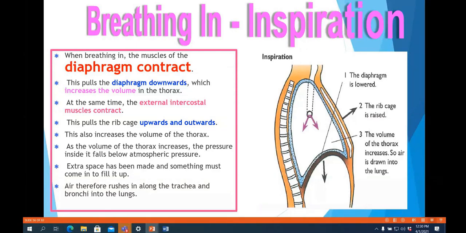So these are the three steps, ladies. Step 1, the diaphragm is lowered. Step 2, the rib cage is raised and expanded. Step 3, the volume of the thorax increases, so air is drawn into the lungs. Clear, ladies, about this? Any doubts or questions?